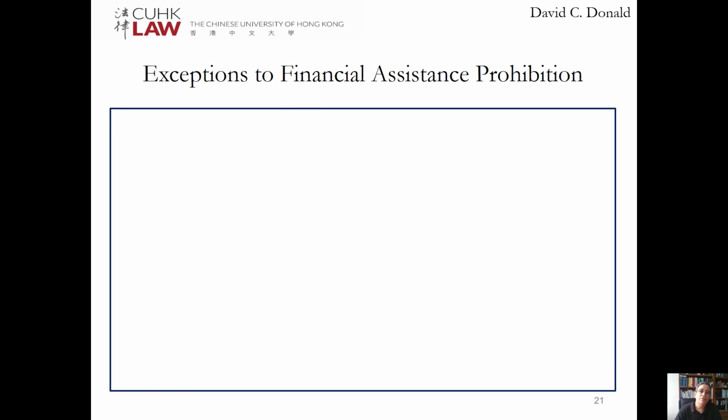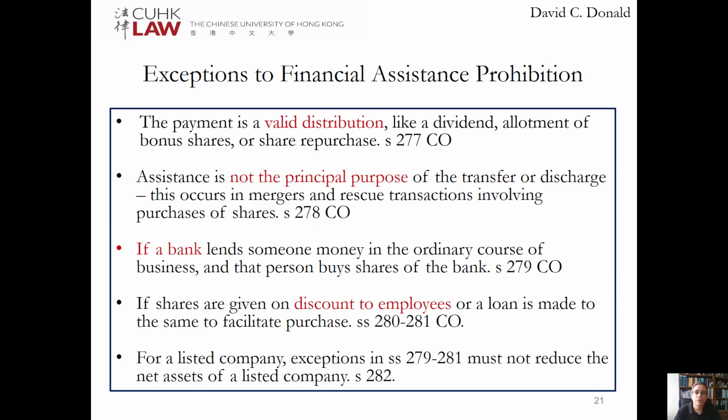Now, we have some exceptions to financial assistance, and they include something like a dividend, which is then used to purchase shares, or a payment that takes place in a reorganization, for example, which is not made with the principal purpose of transferring or discharging funds to a purchaser of the shares. Of course, if you were to borrow money from HSBC and buy shares of HSBC with that money, this would not be financial assistance. If a company sets up a share ownership program for its employees, this has been specifically excluded from financial assistance.